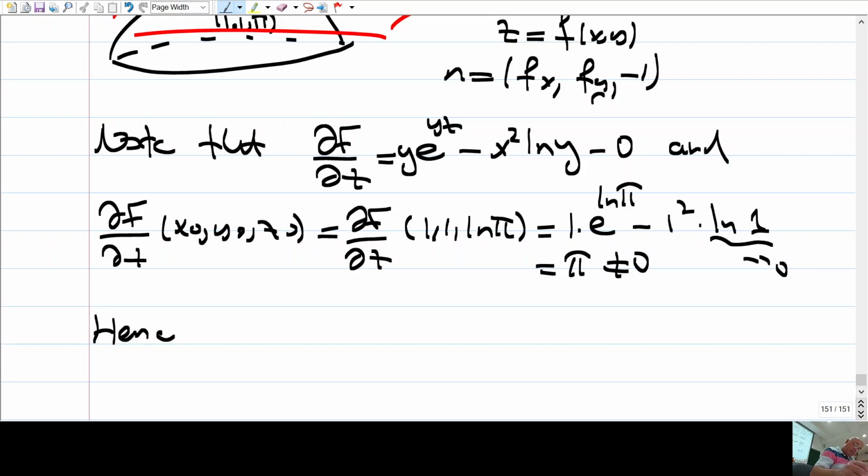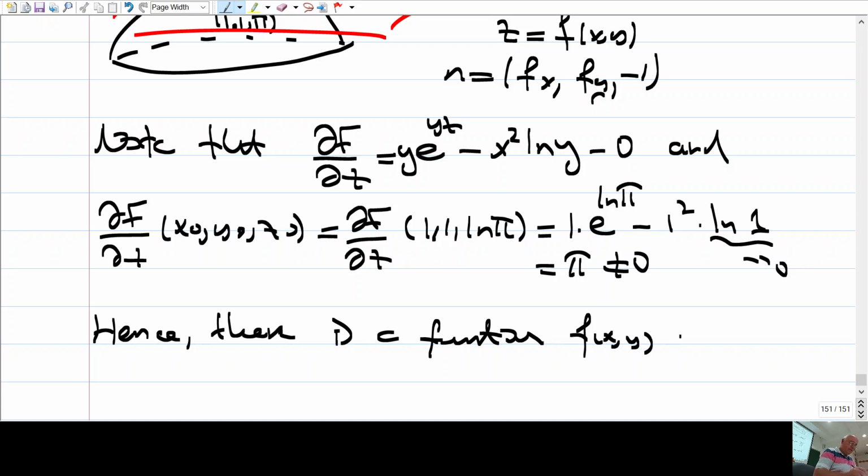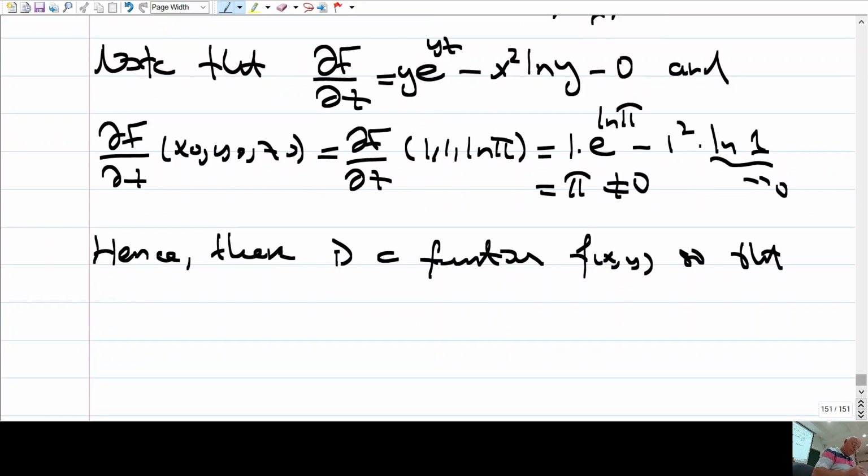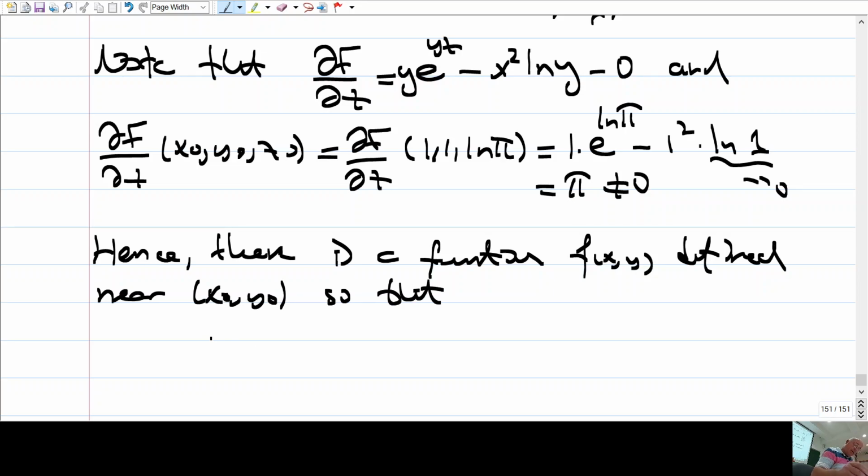Hence, there is a function f of xy defined near x0, y0, so that f of xy is equal to 0.